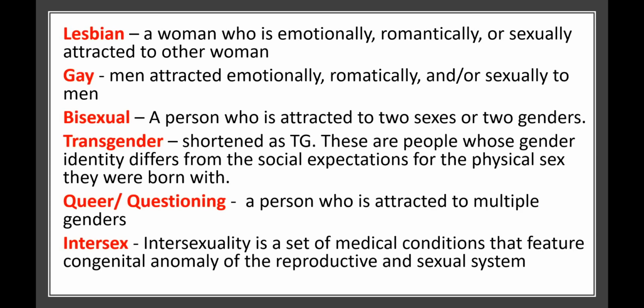Next, we have the intersex. When we say intersex, we're talking about intersexuality. It is a set of medical conditions that feature congenital anomaly of the reproductive and sexual system. So meaning to say, he or she has two reproductive organs.